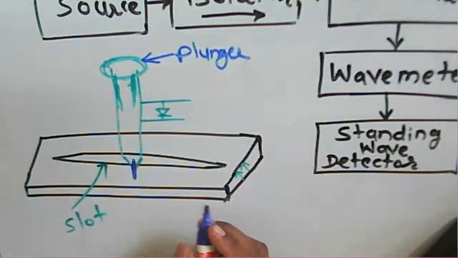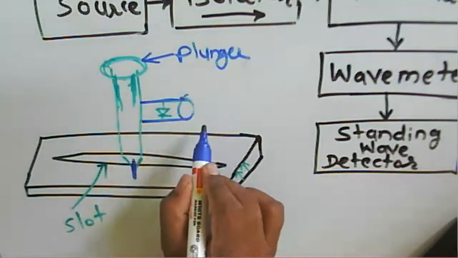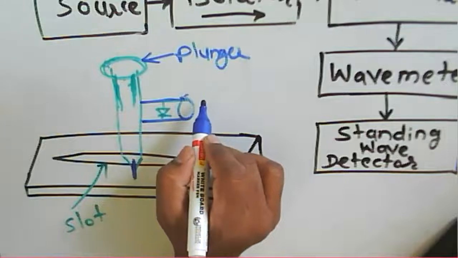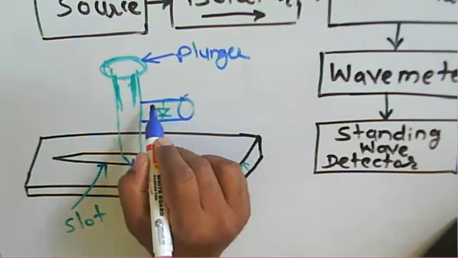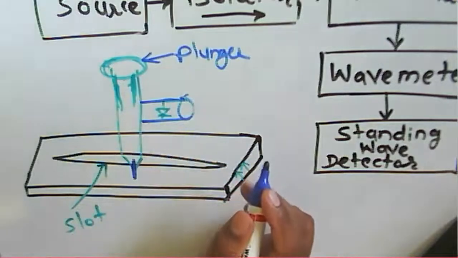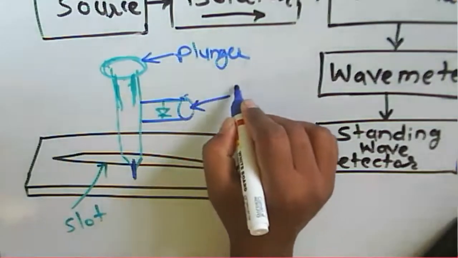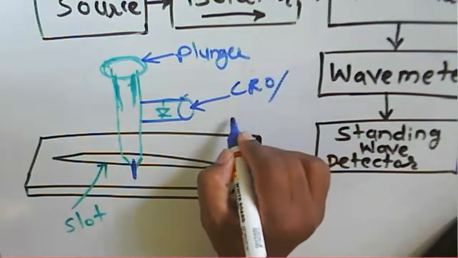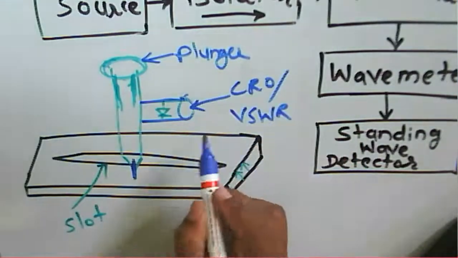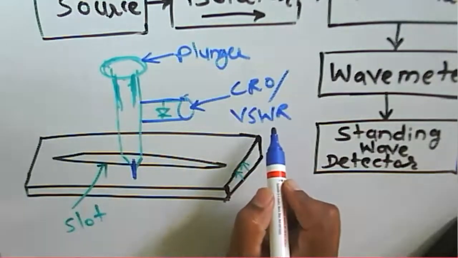This one is about a plunger, and here we have the coaxial cable, coaxial connector, or you can say the BNC connector here. Before that there will be a diode here, that is a detector diode. That detector diode we are supposed to connect to either a CRO or a VSWR meter. Either we use this probe to connect to the CRO or to the VSWR meter.